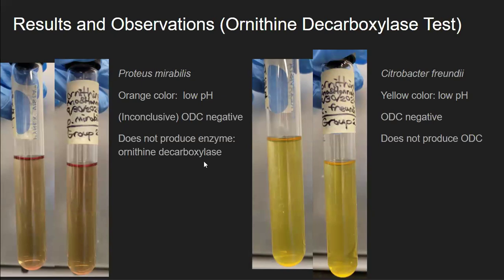For the ornithine decarboxylase test, Proteus mirabilis had an orange color, so a low pH, and inconclusively ODC negative, so it does not produce the enzyme ornithine decarboxylase. But Citrobacter freundii had a yellow color indicating a low pH, so it was ODC negative and does not produce ODC.